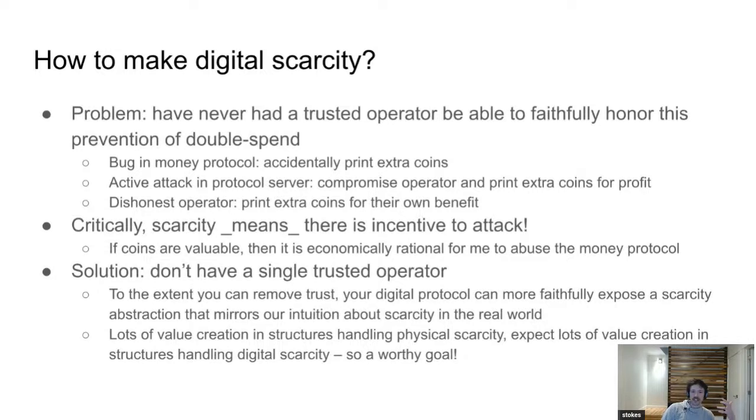the more useful our abstraction of this digital scarcity will be, and the better this will be in terms of creating value for people. And we should care about this because there's so much value we see in the world by having structures to handle physical scarcity that you would expect we could do a similar thing for digital scarcity, right? And as you've seen with the growth of Bitcoin, Ethereum, and everything else, a lot of people care. There's a lot of value that probably will come out of this. And there could even be applications we haven't thought of yet that would do even more. So it's a very worthy goal.